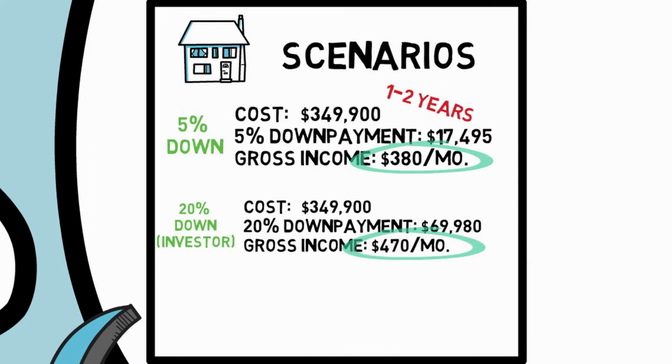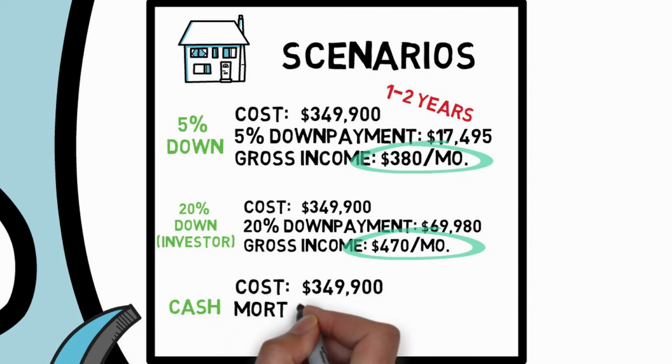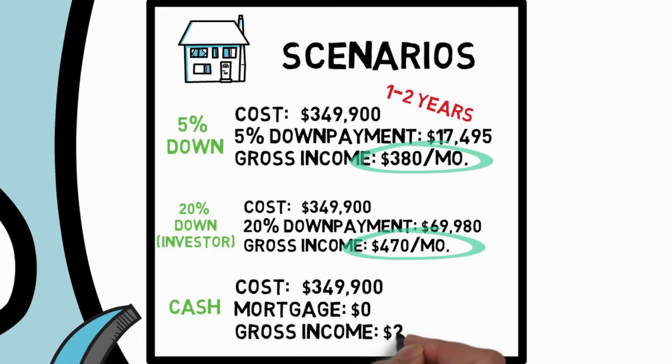And now for the third scenario, let's say you're a cash buyer. Well, as you can see, this means that you will spend $0 on mortgage and will have the most income per month, about $2,000 per month. Now, let me ask you a question. What is the best scenario? It looks like there are some trade-offs.